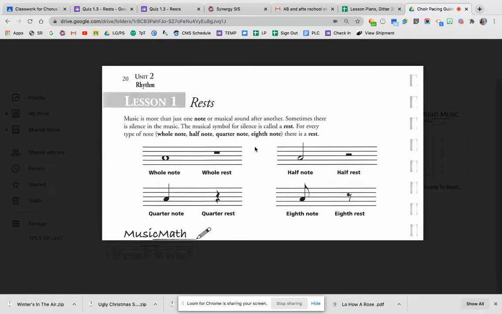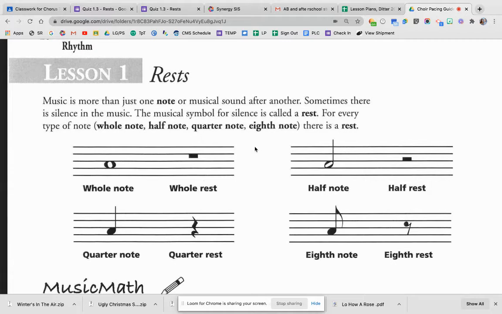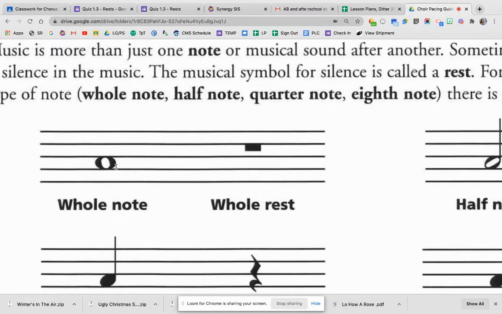Here we go. It says, music is more than just one note or musical sound after another. Sometimes there is silence in the music. The musical symbol for silence is called a rest. For every type of note, whole note, half note, quarter note, eighth note, and so on, there is a rest. So here's the whole note, and next to it is the whole rest. They both equal 4 beats. The note is 4 beats of sound. The rest is 4 beats of silence.